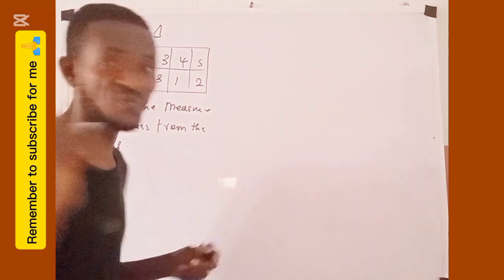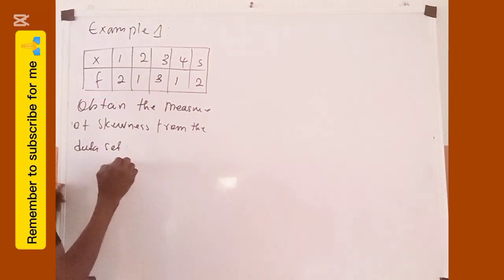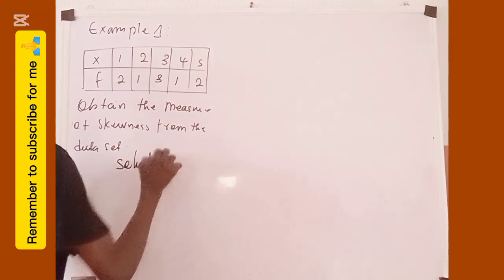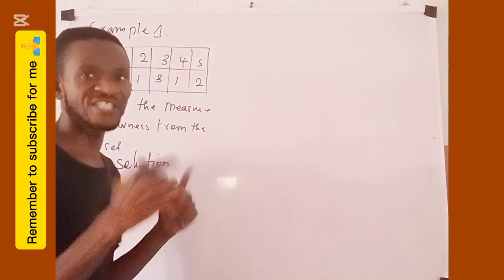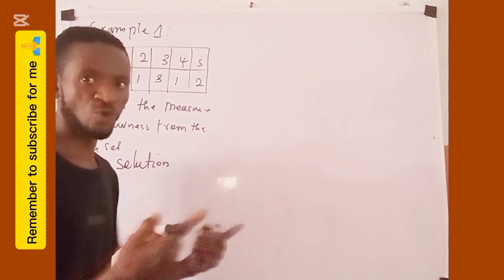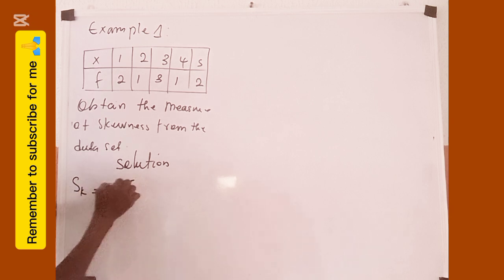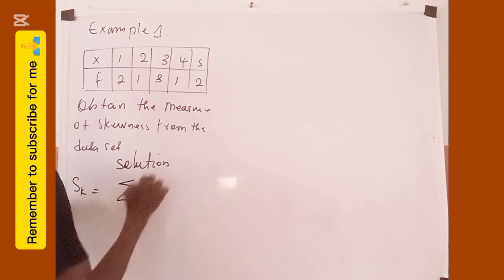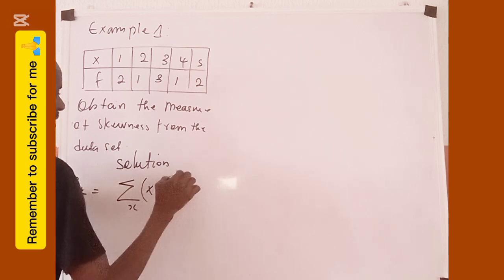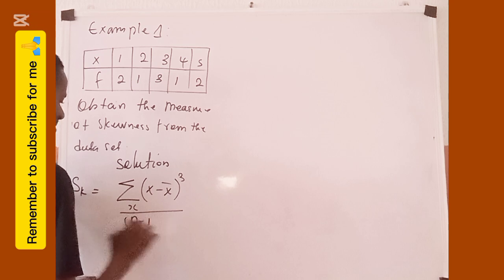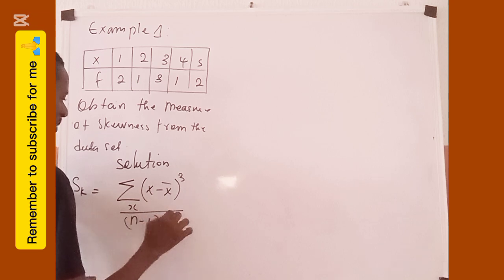We first of all begin with the solution. The solution begins by writing the formula of the skewness so that you know where you are going. So we have that our S subscript k is given as the sum over the range of x of (x minus x bar) all raised to power 3, all over (n minus 1) multiplied by s raised to power 3.